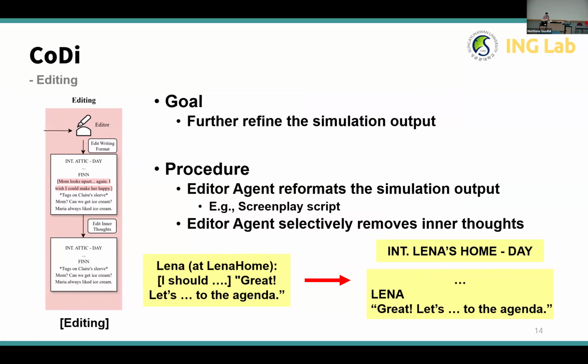The last stage is editing. After the simulation, the editor agent can refine the simulation output. First, it reformats the simulation output to a specific format like a screenplay script. And then it removes inner thoughts of the character agent to reduce redundancy. For example, at the below left side, there is a character dialogue, and after the editing, you can see on the right side, there is a scene notation, and the inner thought is deleted to reduce redundancy.